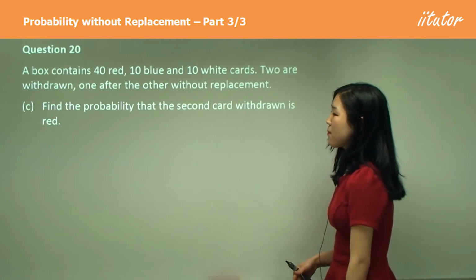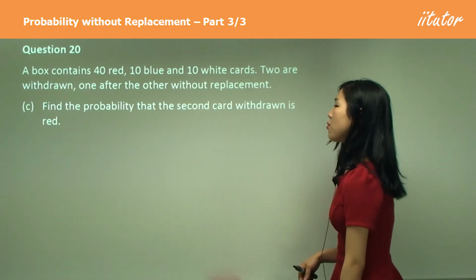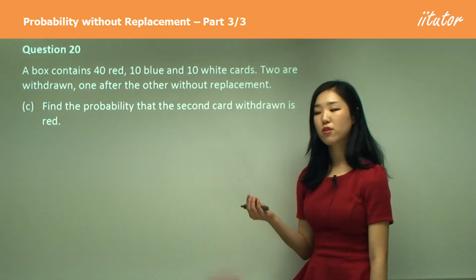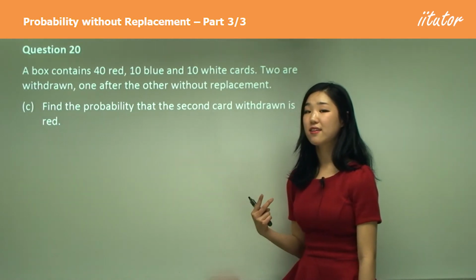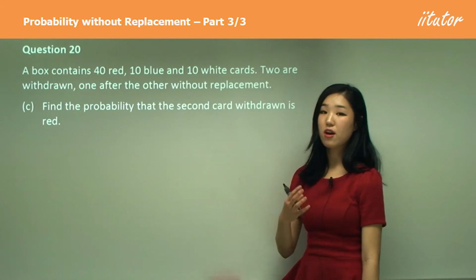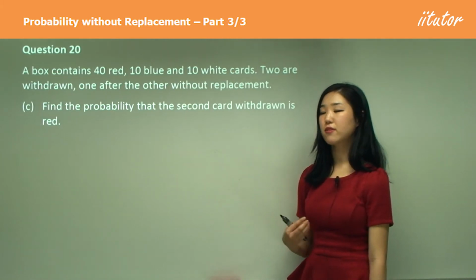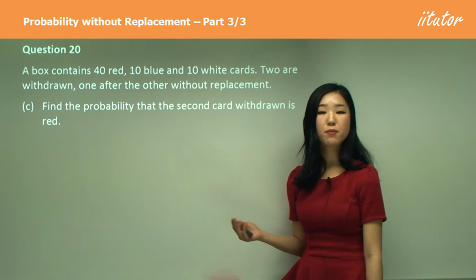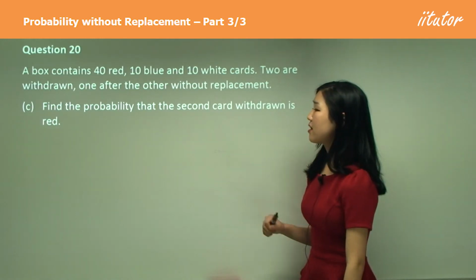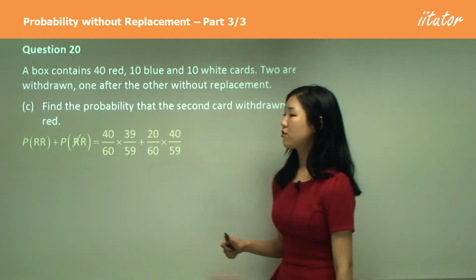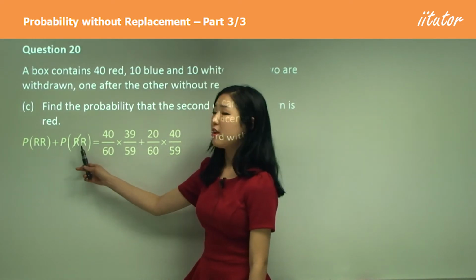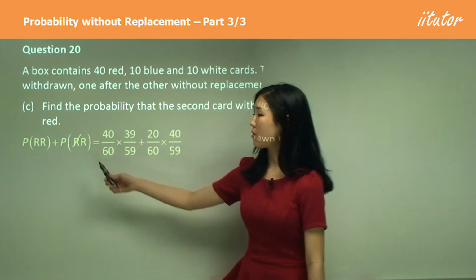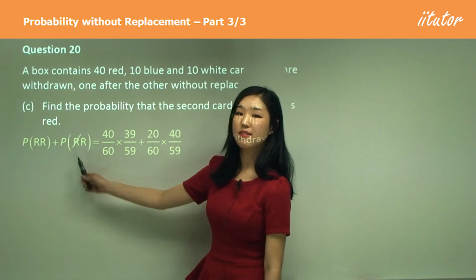C, find the probability that the second card withdrawn is red. So we want the second one to be red. Now this one, because it's the second card, it is dependent on the first card. So depending on what the first card is, the probability of the second card will change. If the second card is withdrawn as red, it could be 2 cases, one which is red, red, or the second which is a non-red and then a red.